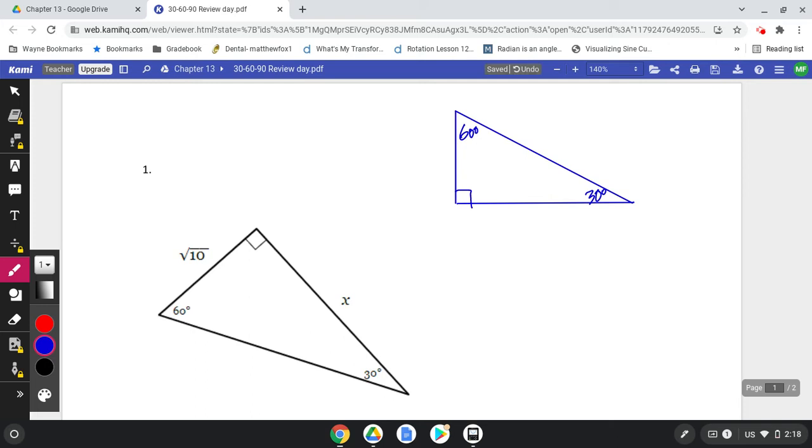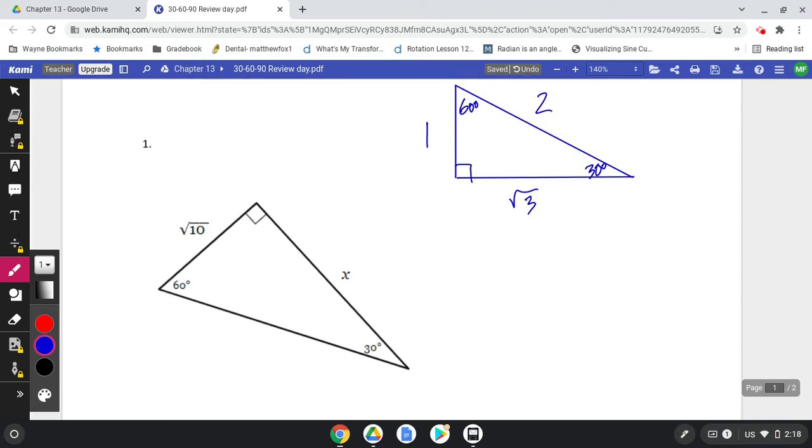Across from the right angle is the hypotenuse, that is the length 2. Across from 30 degrees would be length 1. Across from the 60 degrees is length square root of 3. Now remember, we don't have to have these memorized, but we need to know how to apply it. Okay, so if we look down here, we start off on example number 1.